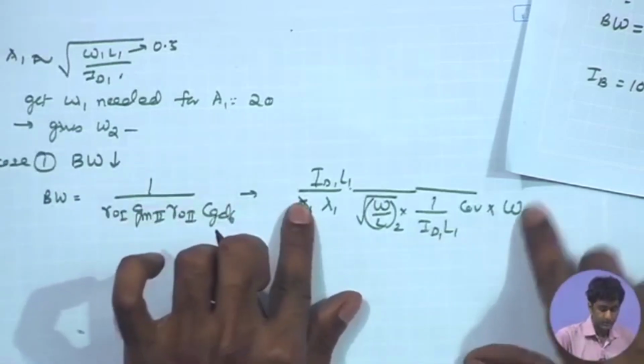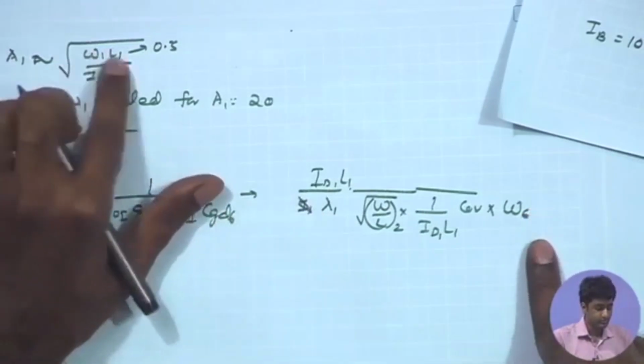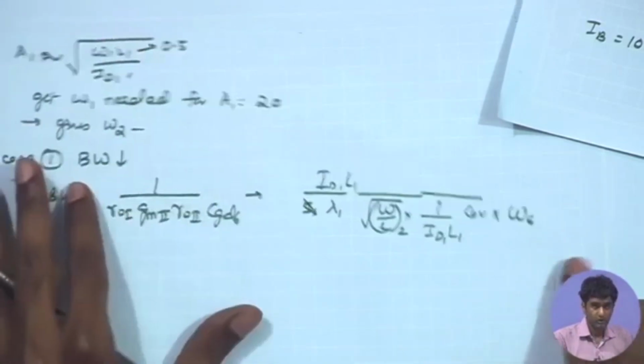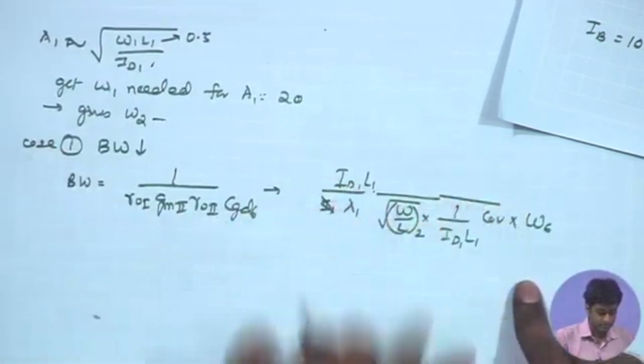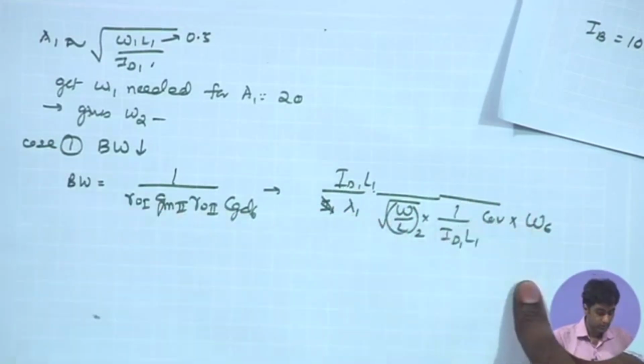So, once again this is the bandwidth. I have to increase the bandwidth while keeping the gain constant. So, I should make sure that this product WL upon ID remains more or less constant, while I am able to tweak the parameters over here, so that the bandwidth gets improved.